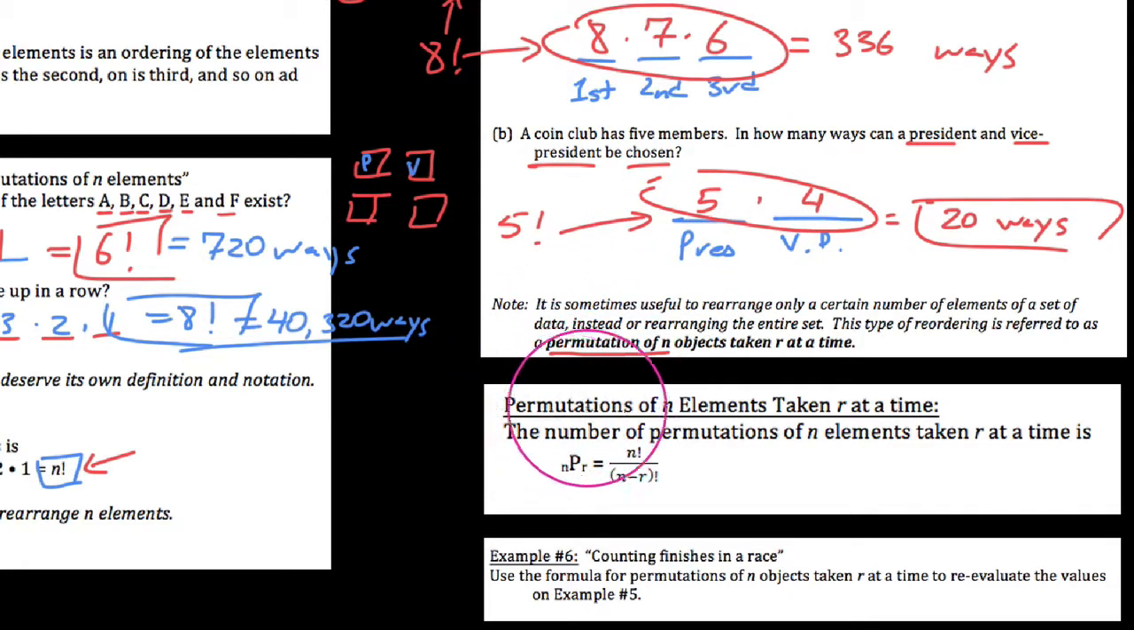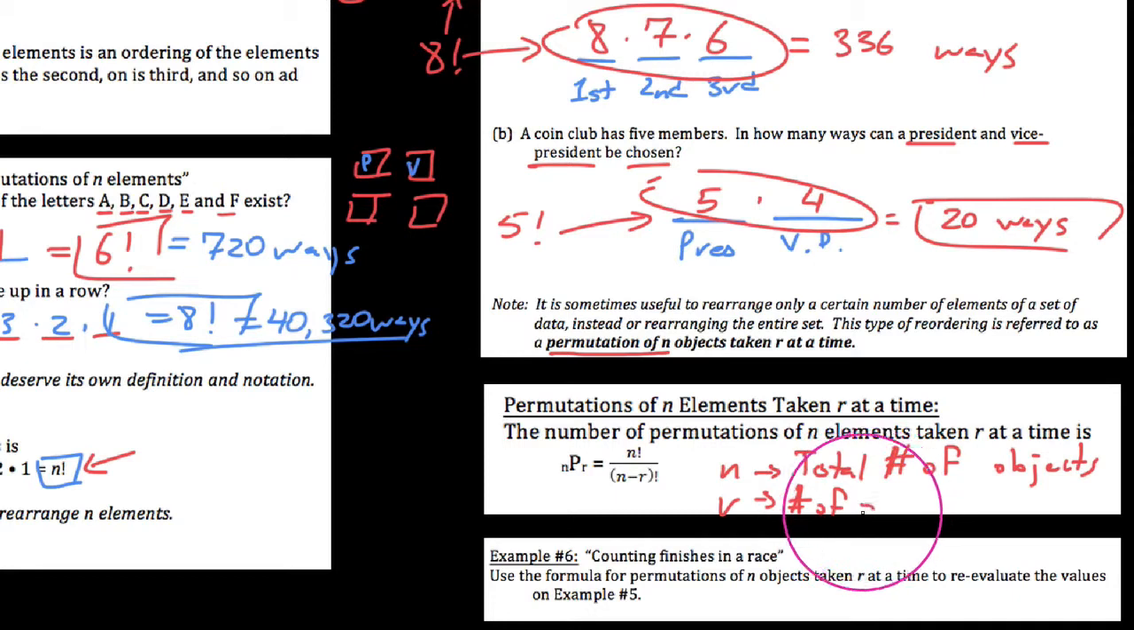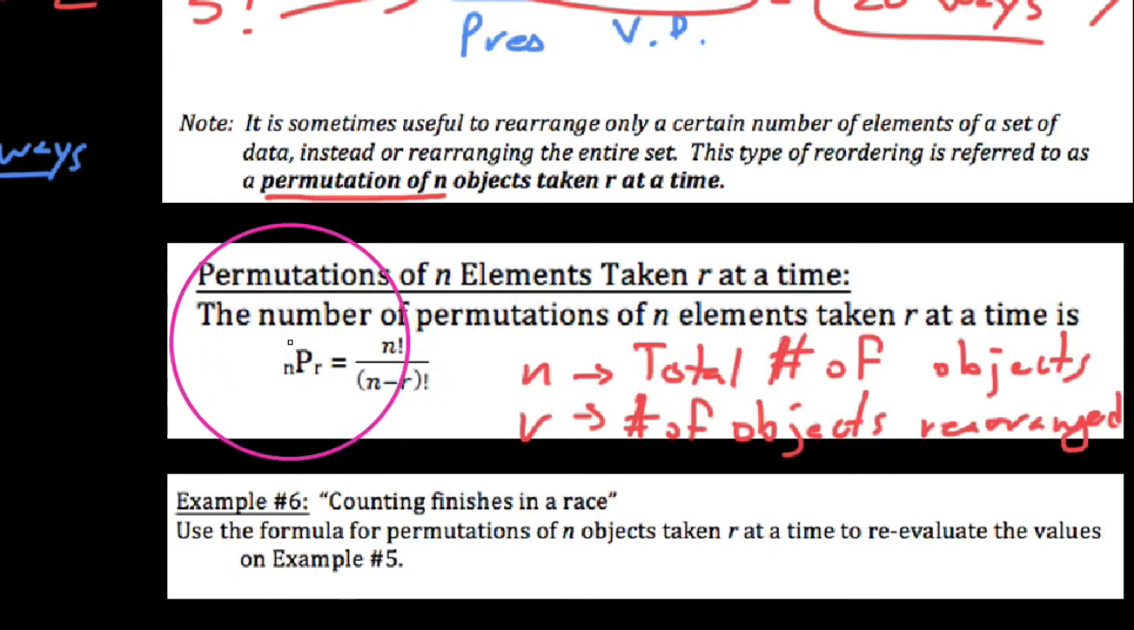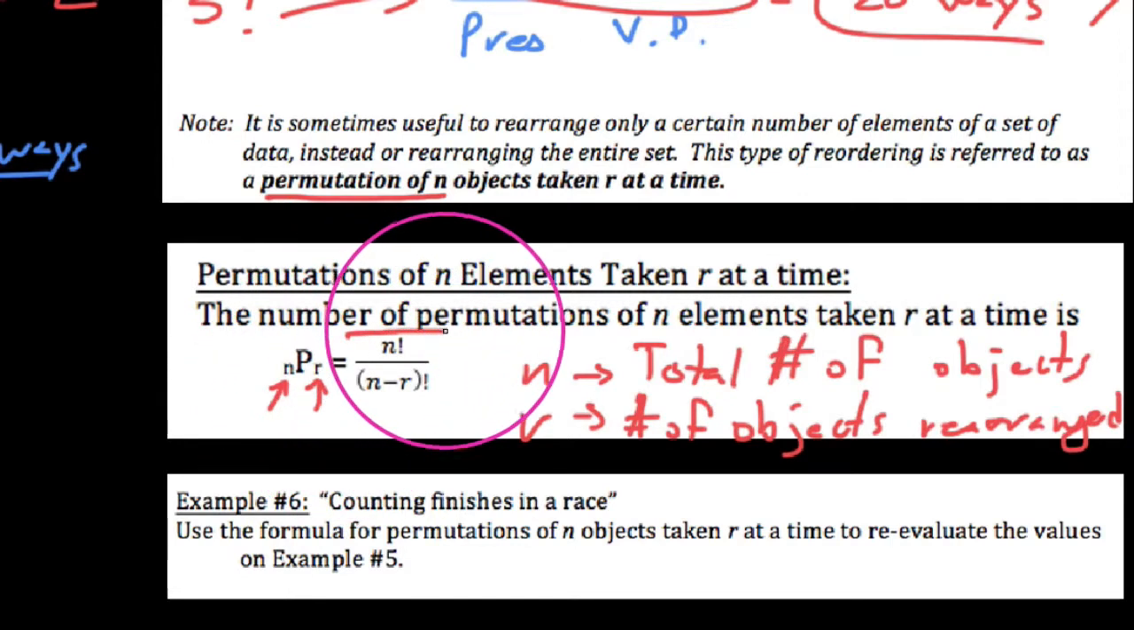So in general, we're going to say n is the total number of objects, and r is the number of objects being rearranged. If I don't want to rearrange everybody, then maybe we could rewrite it otherwise. So our formula for permutations is n permute r. If I had n total objects and I only wanted to rearrange r at a time, then instead of just doing n factorial, we'll do n factorial over n minus r factorial. So this is our rearrangement formula.